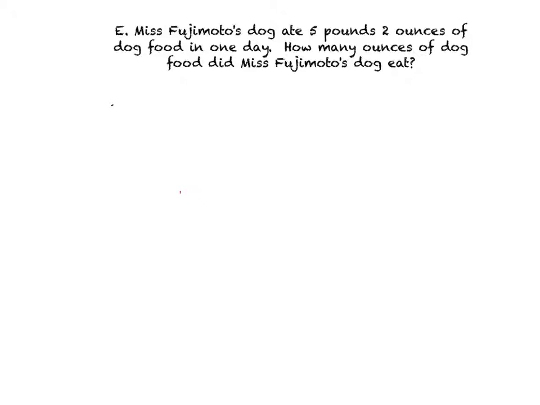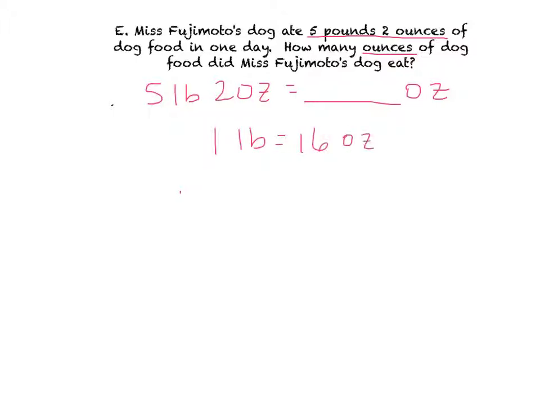Now let's go ahead and look at it in a word problem format. Miss Fujimoto's dog ate 5 pounds 2 ounces of dog food in one day. How many ounces of dog food did Miss Fujimoto's dog eat? So let's go ahead and create our T-chart for that. I know that 5 pounds, writing down what I know, 5 pounds 2 ounces, and I'm looking for how many ounces. So looking at your mathematics chart, where do you see pounds and ounces equaling each other? You see that 1 pound equals 16 ounces.